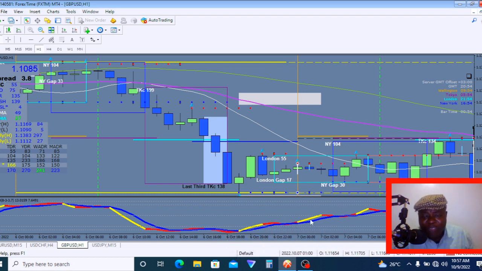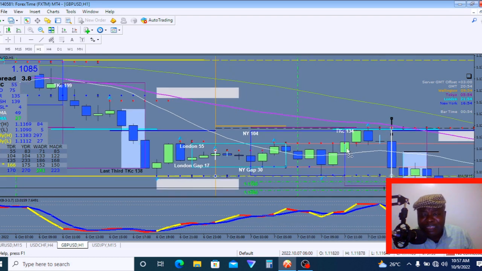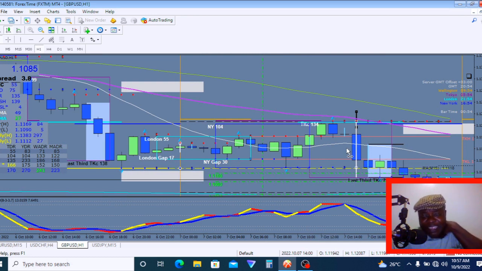Now, look at it from here. It moves again. Once it moves again, look at where it goes. Now, immediately the Asia session gets out of the way and we have the London open. Look at what happened. We're going to have the move go up. Then during the New York session, we have a complete downtrend of the prices.